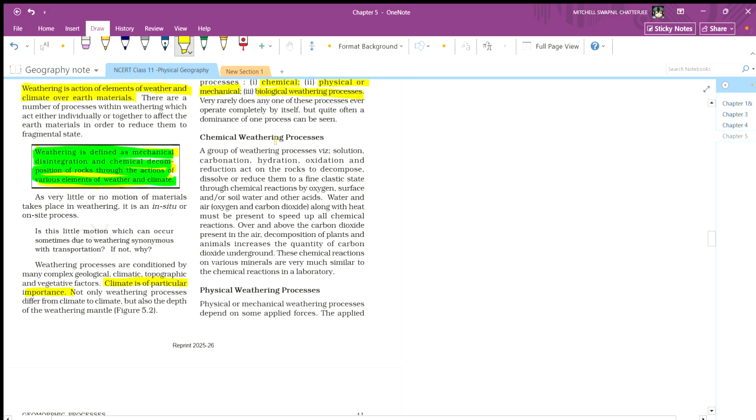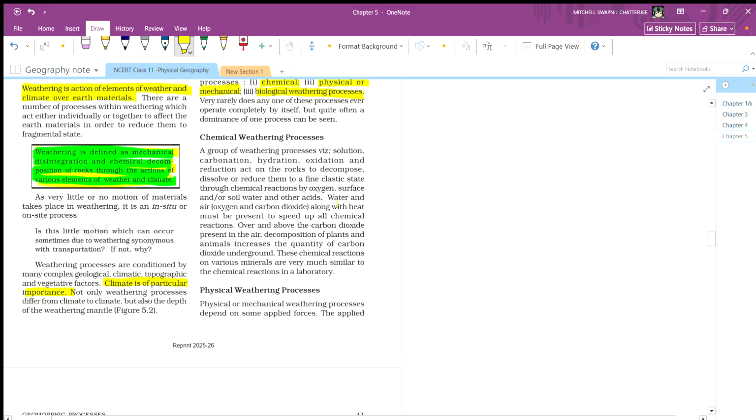Chemical weathering processes are a group of weathering processes such as solution, carbonation, hydration, oxidation and reduction, which act on the rock to decompose, dissolve, or reduce it to a fine clastic state. These are chemical reactions by surface oxygen, soil water, or other acids. Water and air, mainly composed of oxygen and carbon dioxide, along with heat, must be present to speed up the chemical reaction.